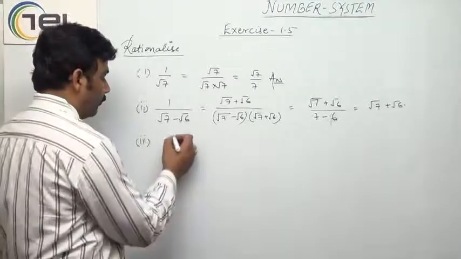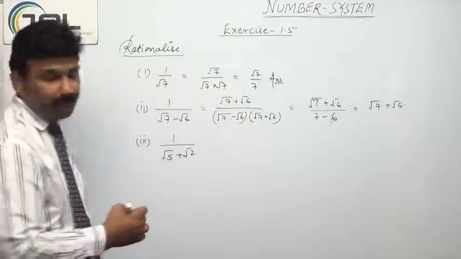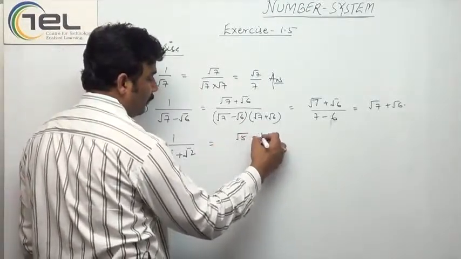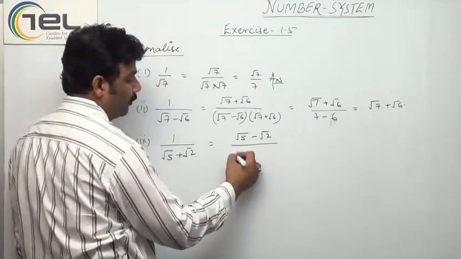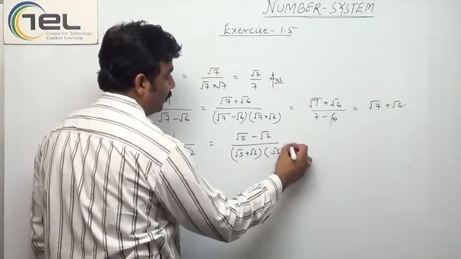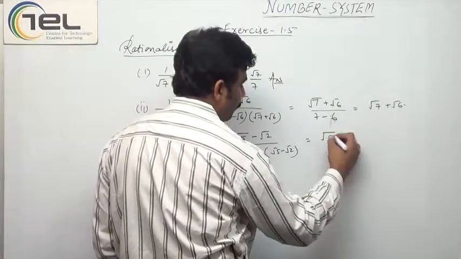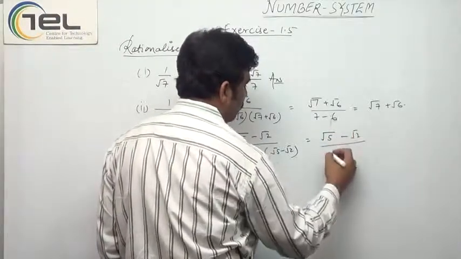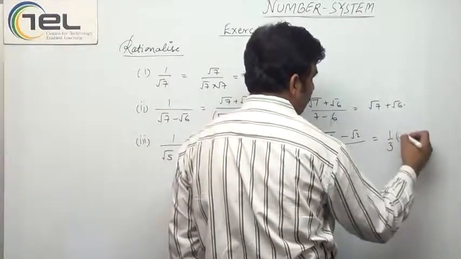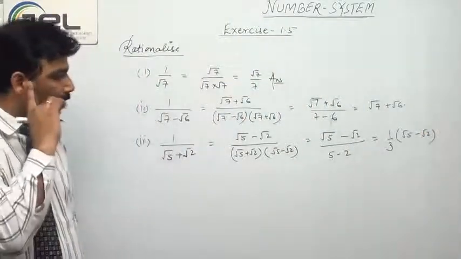Third one, we have 1 upon root 5 plus root 2. So it will be root 5 minus root 2 over root 5 plus root 2 times root 5 minus root 2, and it will be equal to root 5 minus root 2 upon 5 minus 2. It will be 1 by 3 times (root 5 minus root 2). So this is how I can write it.